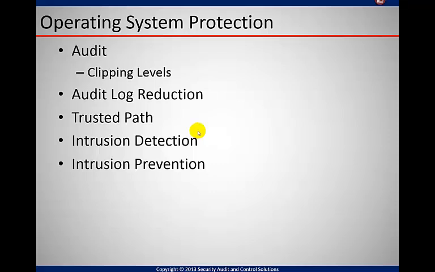Trusted path is a path that we can trust from access to the endpoint, and then also intrusion detection and intrusion prevention can be used for operating system protection.